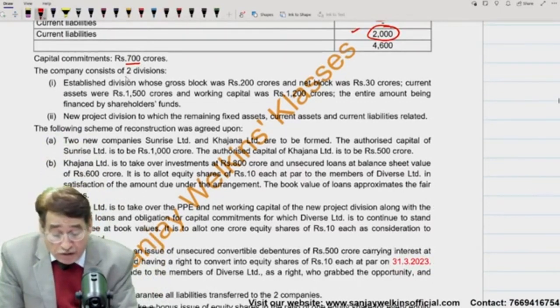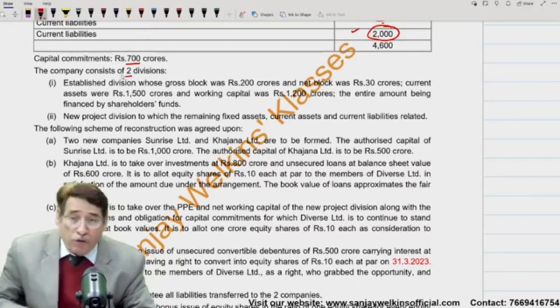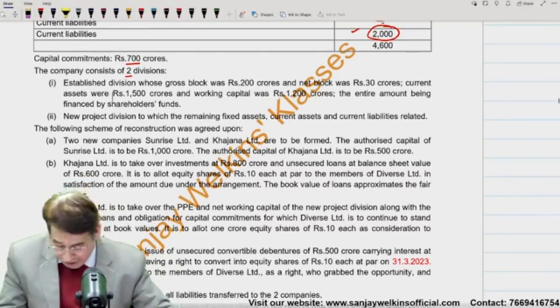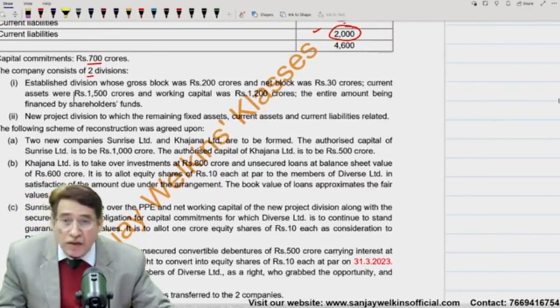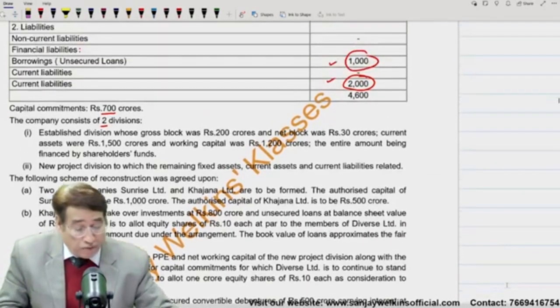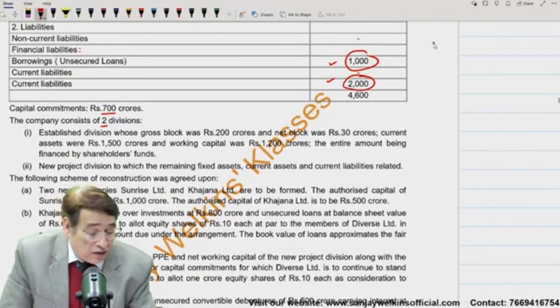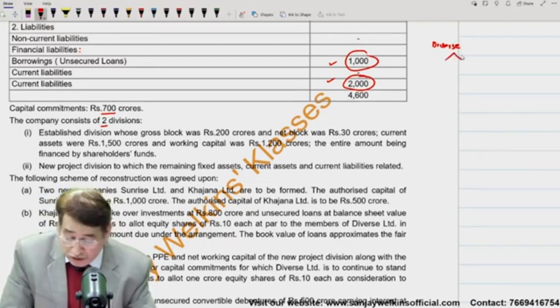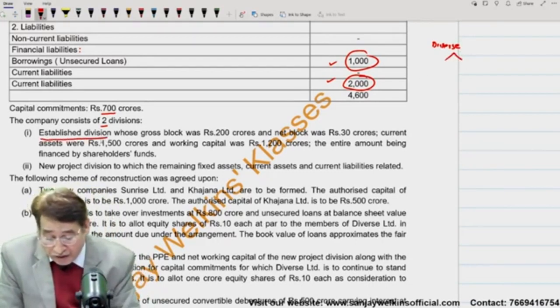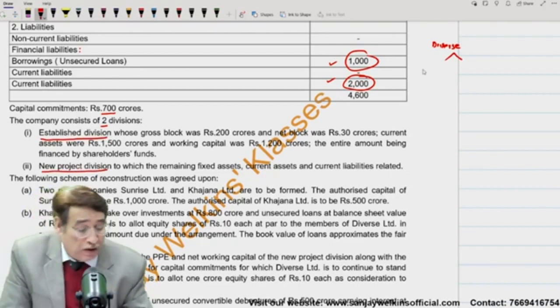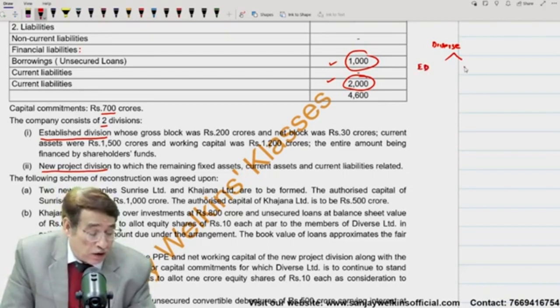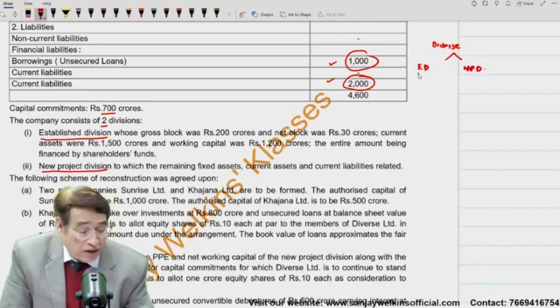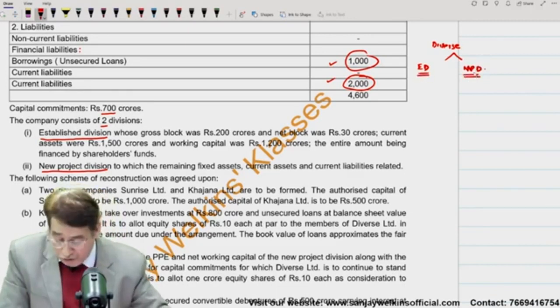Further, it is given that the company consists of two divisions. Now the question unfolds itself. We come to know Divers Limited has two divisions: one is the established division, another one is the new project division. Although in segregated form, assets and liabilities are not given, the established division and new project division are given to you in this particular question.